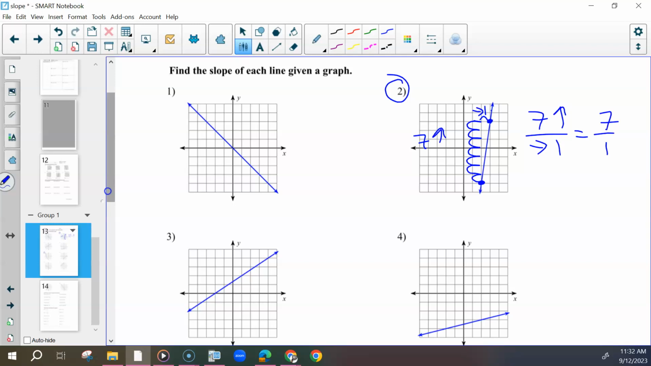So if you can simplify this, do that. That means if this extended off the page, if I kept going up 7 and to the right 1, I would end up at another point. Or if I went down 7, left 1, I would end up at another point. Questions on that one before we move on?